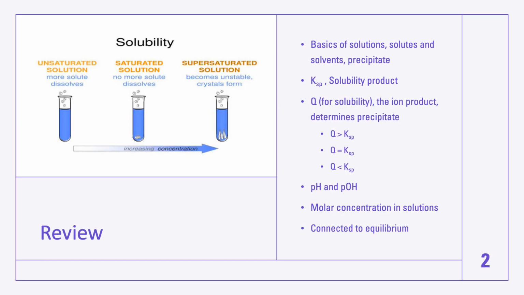So if we look back at our solubility lectures, we learned about the basics of solutions. We learned about solutes, solvents, and precipitates, and most typically our solutes were solid state matter. We also learned about the Ksp, which is a solubility product. We learned about Q for solubility, which is the ion product. Those two terms helped us determine precipitates in solutions. We learned that if Q was greater than Ksp, a precipitate should occur. If Q was equal to Ksp, then the solution was just saturated and no precipitate would occur. And when Q was less than Ksp, then a precipitate could not occur.